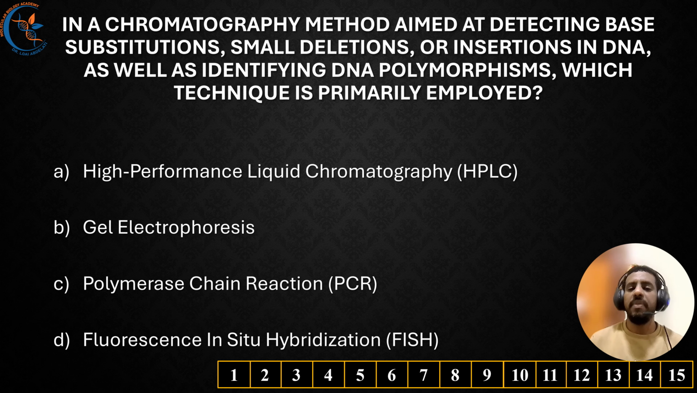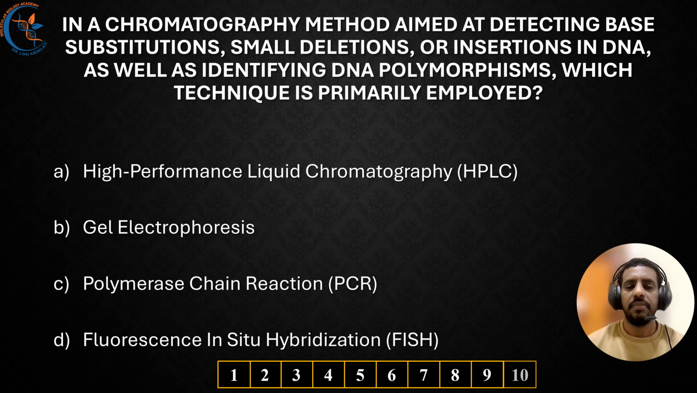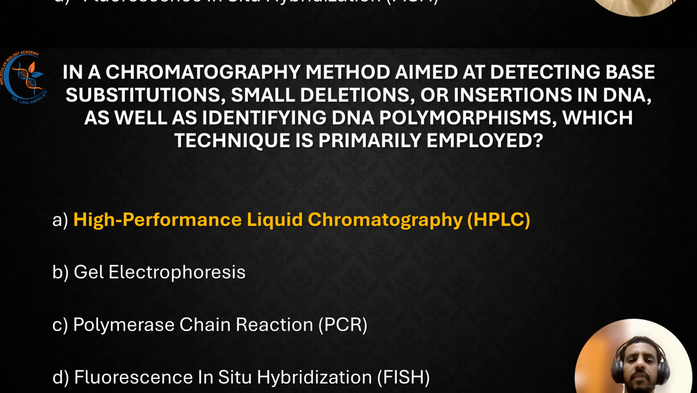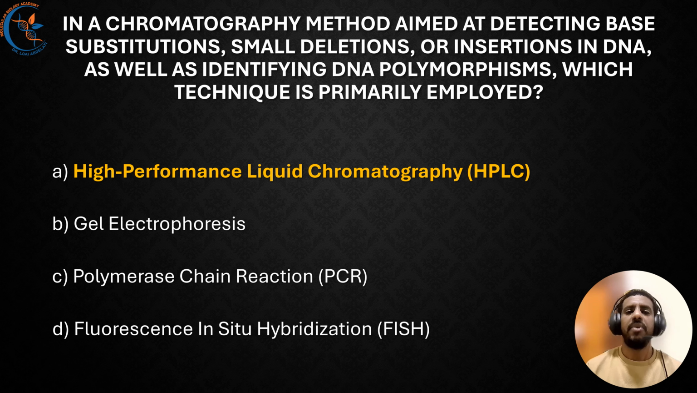In a chromatography method aimed at detecting base substitution, small deletion, or insertion in DNA, as well as identifying DNA polymorphism, which technique is primarily employed? All right, the correct answer is high performance liquid chromatography.